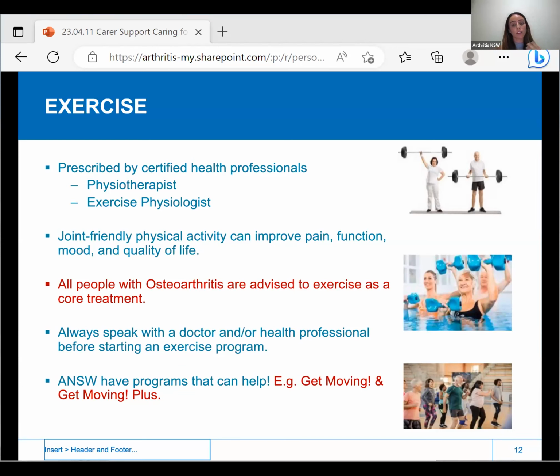So we also have a lot of information and programs available on our website that can really help. If you're not aware, we have a Get Moving and a Get Moving Plus program. This is coordinated by our team, and there's a lot of information you can access on the website if you wish to look more into those.